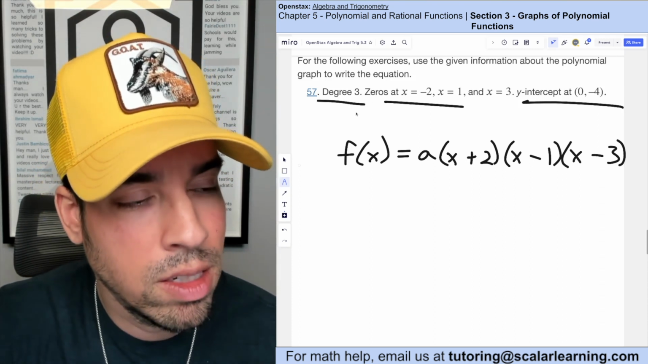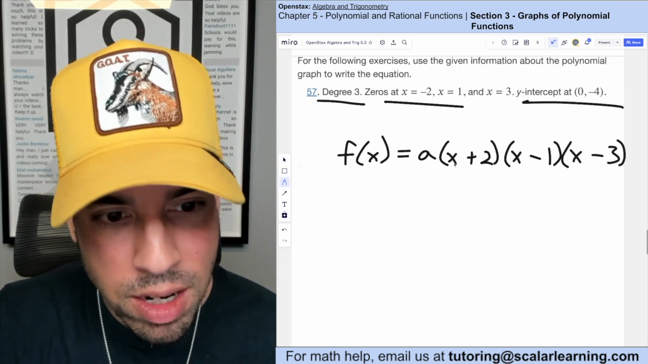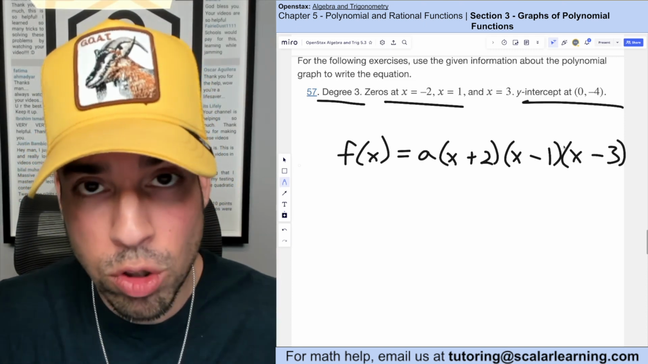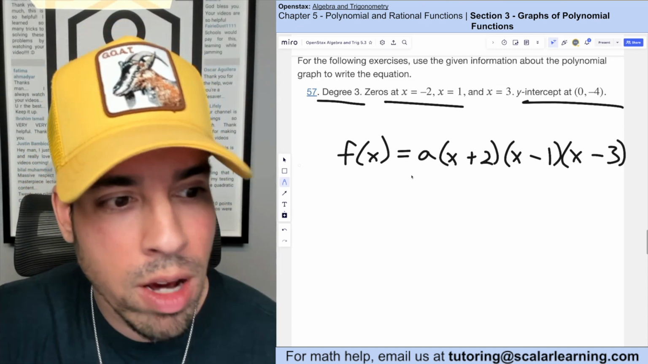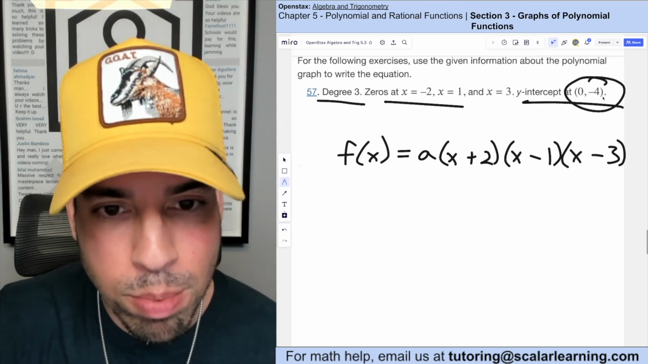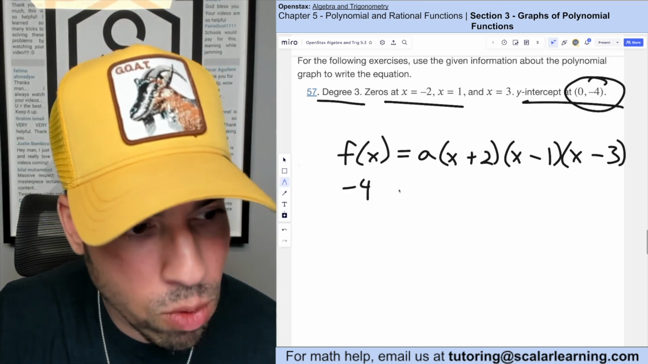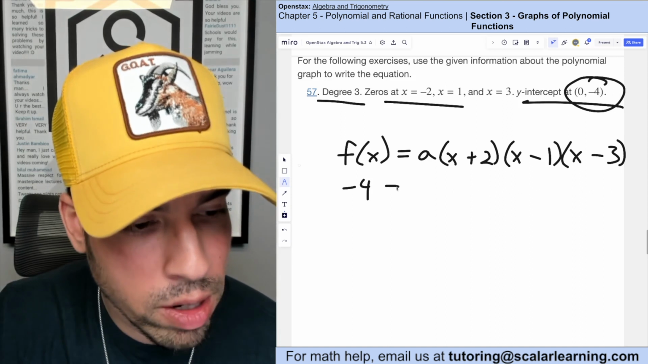And by the way, the fact that this is degree 3 works out with what we have, right? x times x times x is going to be to the 3rd degree, x cubed, etc. So now how do we find this a value? We use this last point and we plug and chug. I plug -4 in for the function value and 0 in for x.